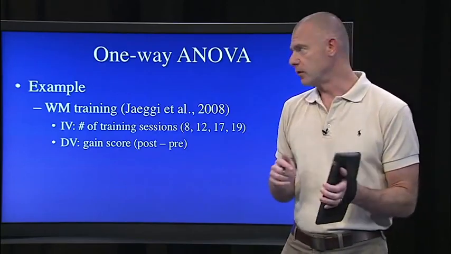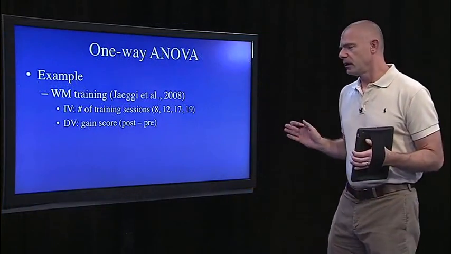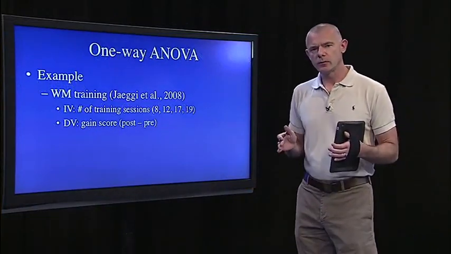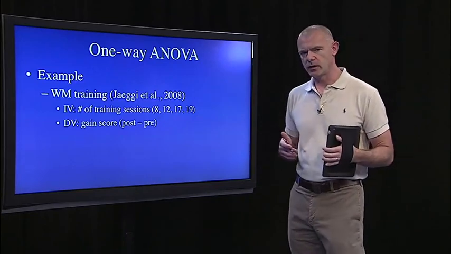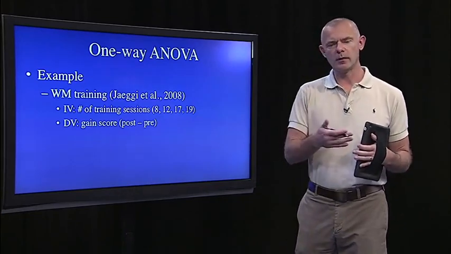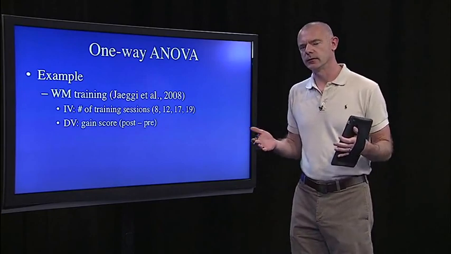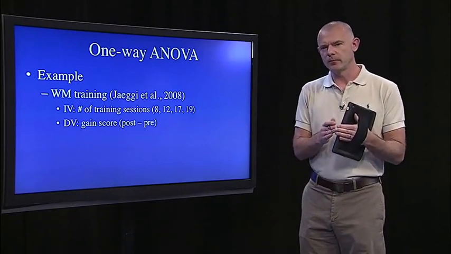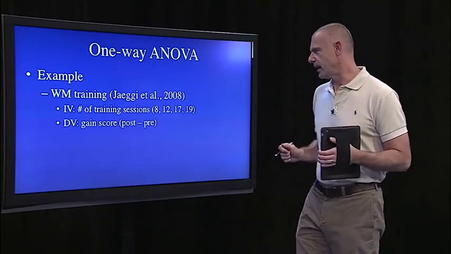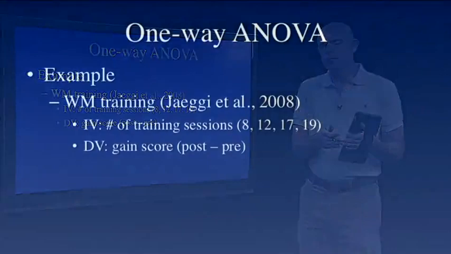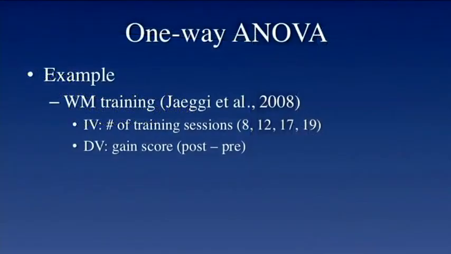The example I'm going to use for this segment takes us back to the first week of this course, where I talked about the idea of training your working memory to enhance intelligence. And if you remember, this paper was published by Jaeggi et al. in 2008, where the independent variable was the number of training sessions that each individual subject performed.